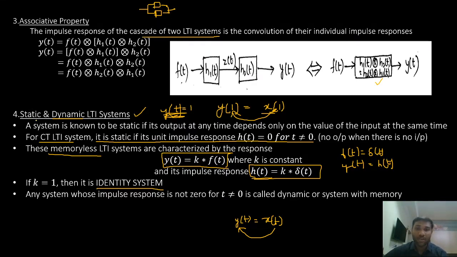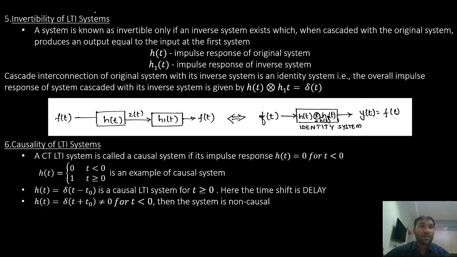So a dynamic system means it has memory. That means the output is not only dependent on that particular time instant, but is also dependent on previous inputs and future inputs. So it is called a memory system. The next property is invertibility of LTI systems. A system is known to be invertible only if an inverse system exists.